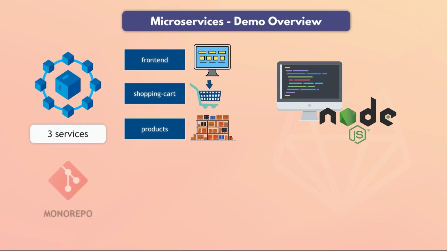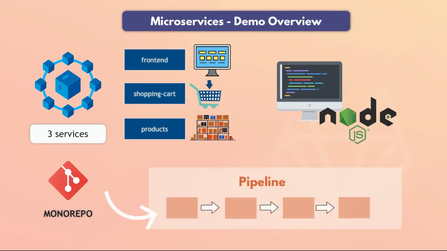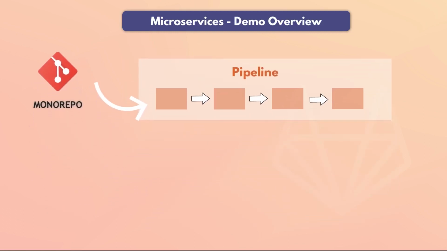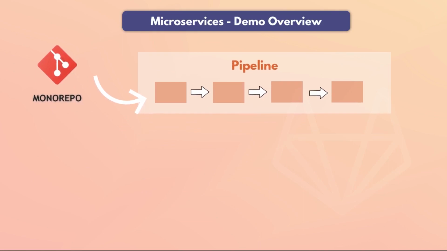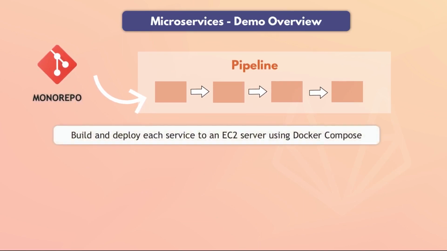I also created a monorepo for this demo microservice application, so we will see how to configure a CI/CD pipeline for a monorepo project. We will build a similar pipeline as for our demo Node.js project, in which we will build and deploy each service to an EC2 server using Docker Compose.